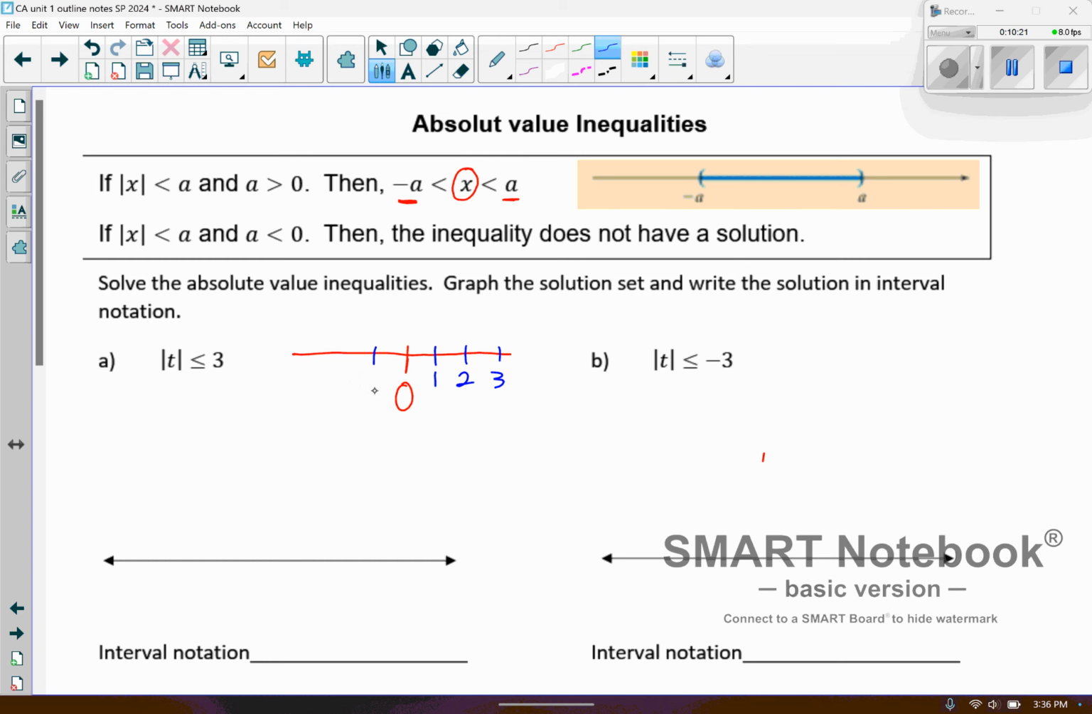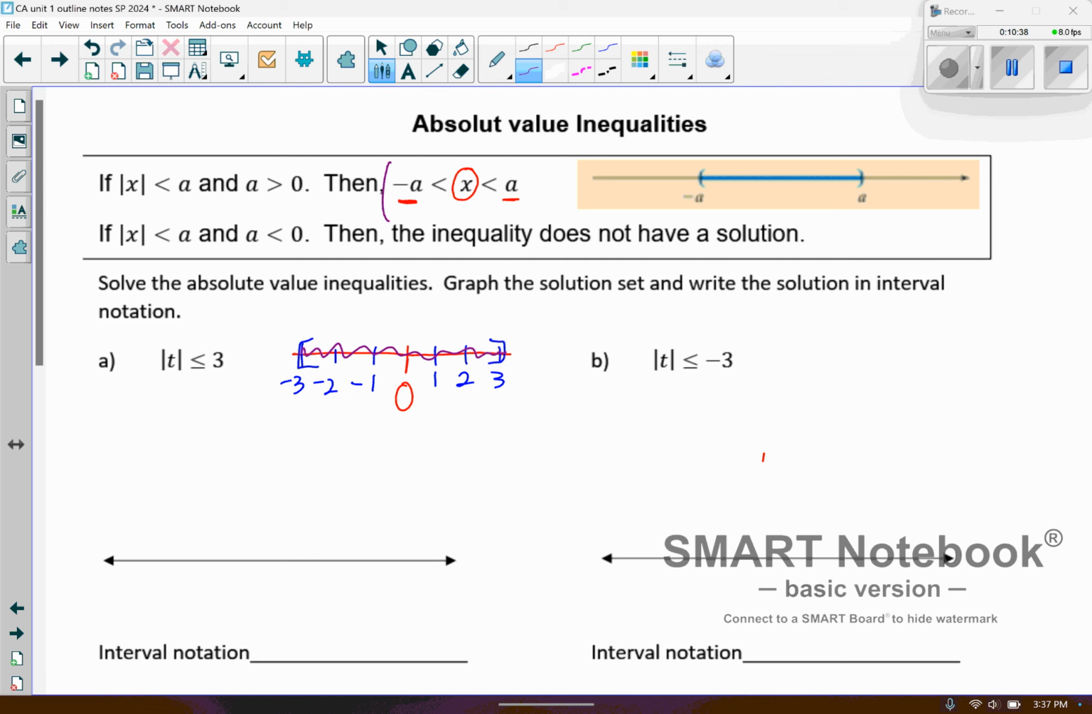Same thing if I go in the other direction: -1, -2, and -3, and so on. So my distance, I can't go beyond that. So this is actually what the number line looks like here. It's going to be all these values between -3 and +3.